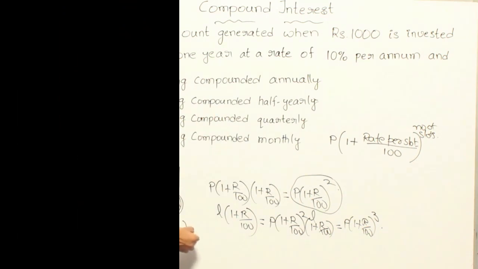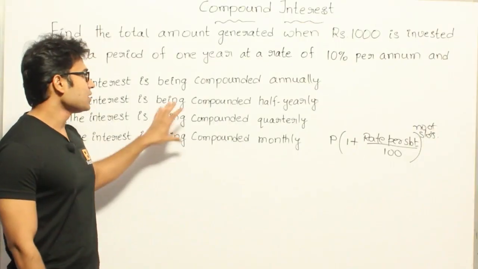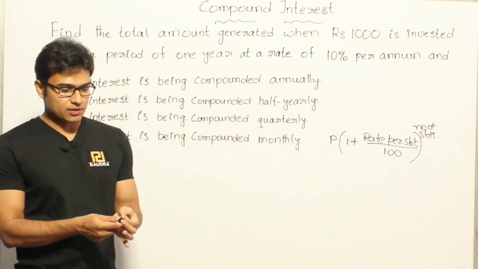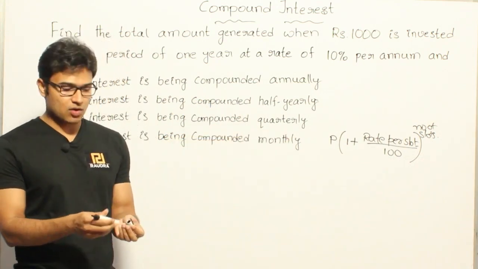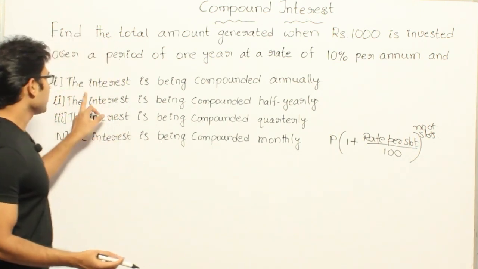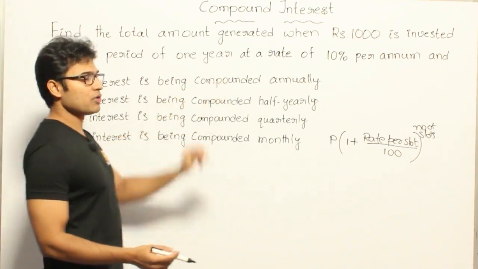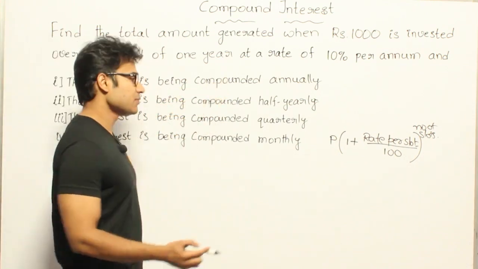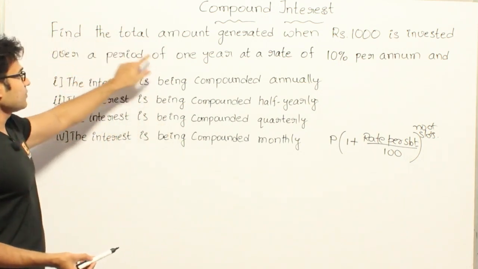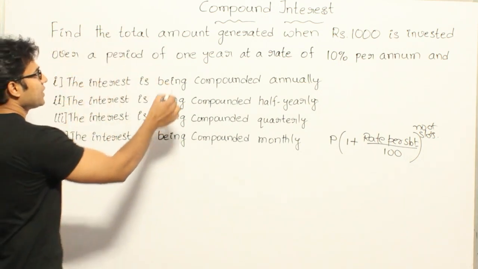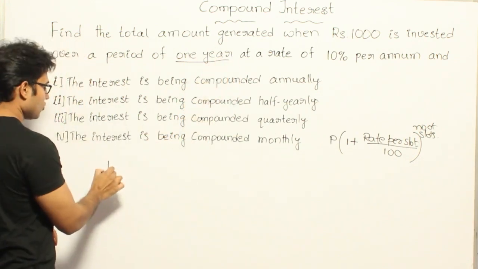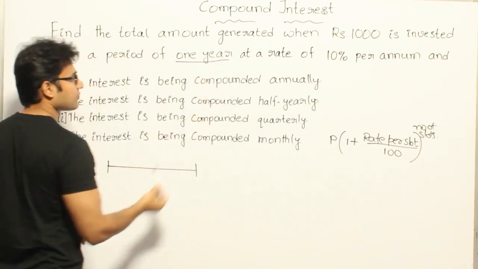Okay, fine. Now let's try to solve this example in the light of that formula. So what is it? We have to take the total period and then see how many slots are there and then find out the interest per slot. Now if you observe the first one, the interest is being compounded annually. So what does it mean? One more thing is, what is the total amount of time? They have given that the amount is invested for 1 year. So therefore the total time is 1 year.